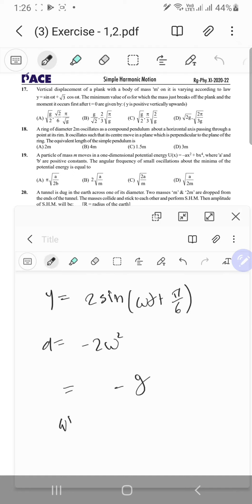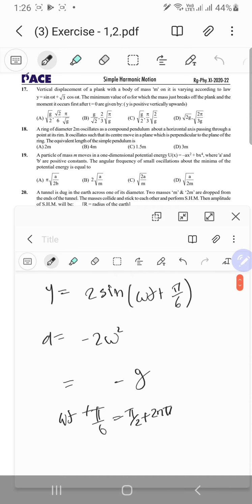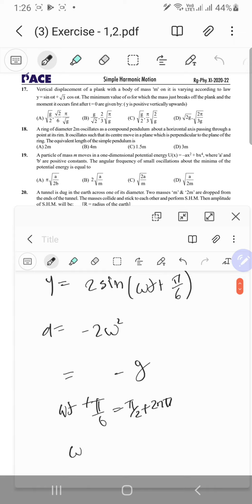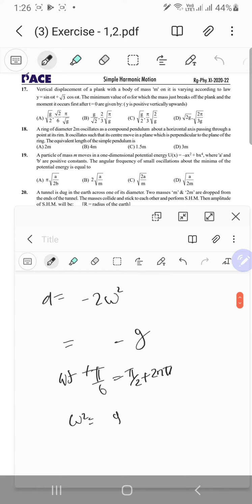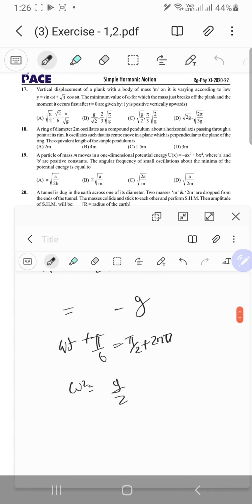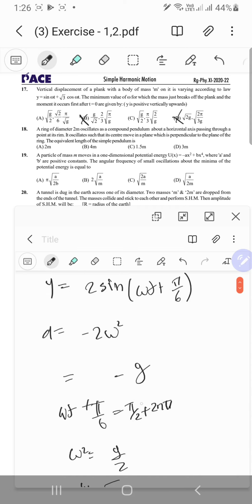So we just get omega t plus pi by 6 equal to pi by 2 plus 2 n pi. And this just gives omega squared equal to g by 2, which means omega is square root of g by 2. So that part is done. Well, that's not correct. That is also not correct. So out of these two, which one? So just putting this into this thing, right?